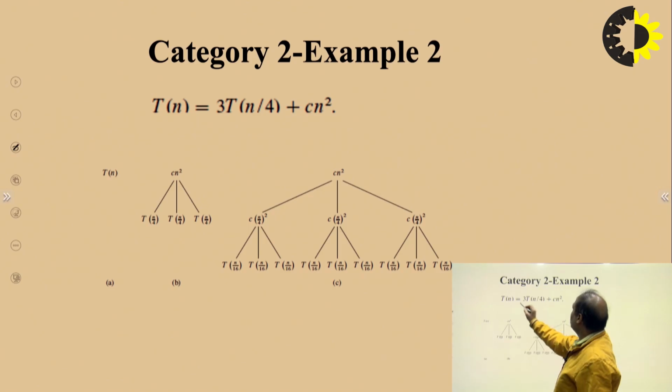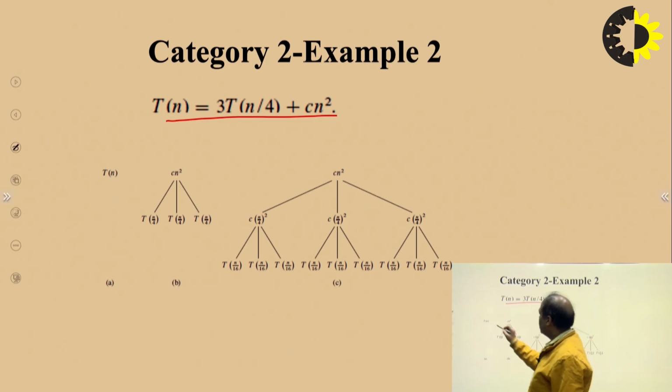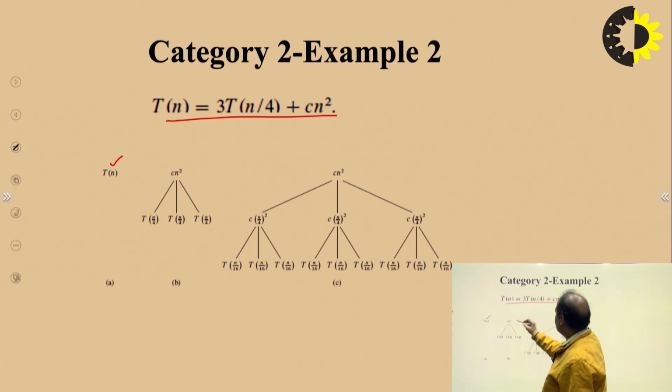For example, if we look at T(n) = 3T(n/4) + cn², the methodology remains the same. Okay, so this is T(n), number 1. If you look here, this is cn². And then this is T(n/4), three parts, it is divided into three parts.